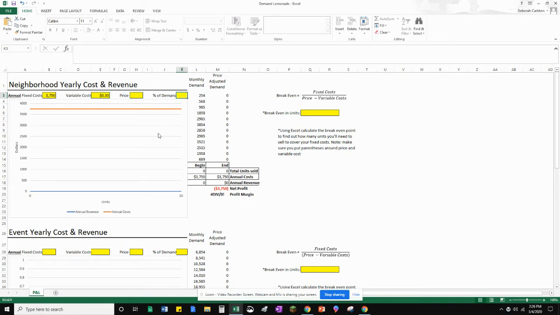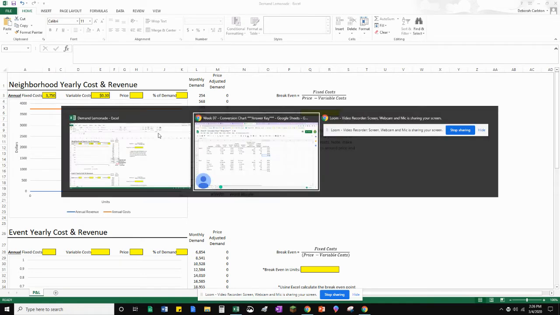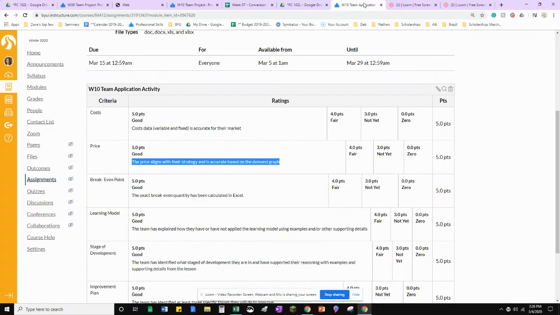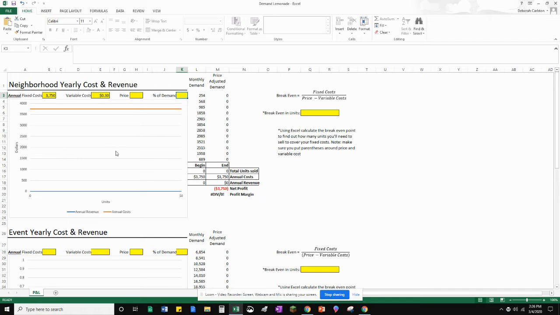And this is where, as a team, you really have to think about what your strategy is. One of the points on the rubric says the price aligns with their strategy and is accurate based on the demand graph. So you have to look at as a team what your strategy is. You have to decide, and your mission. Is our goal to sell a lot of cups of lemonade so that we bring a lot of people together? And if that's the case, you want your total units sold to be very high.